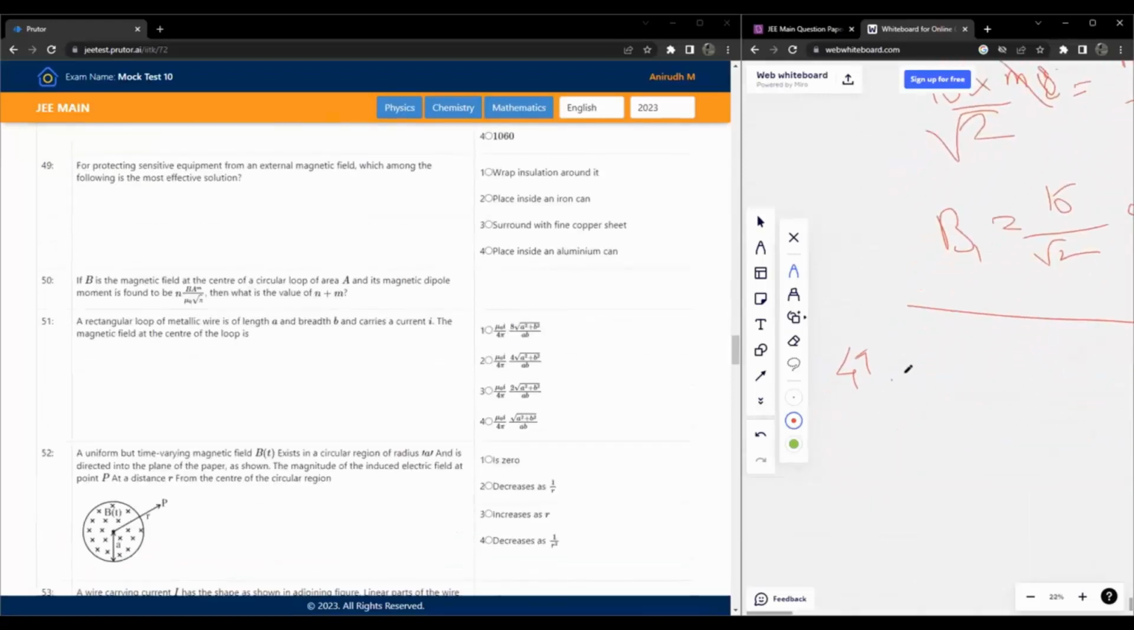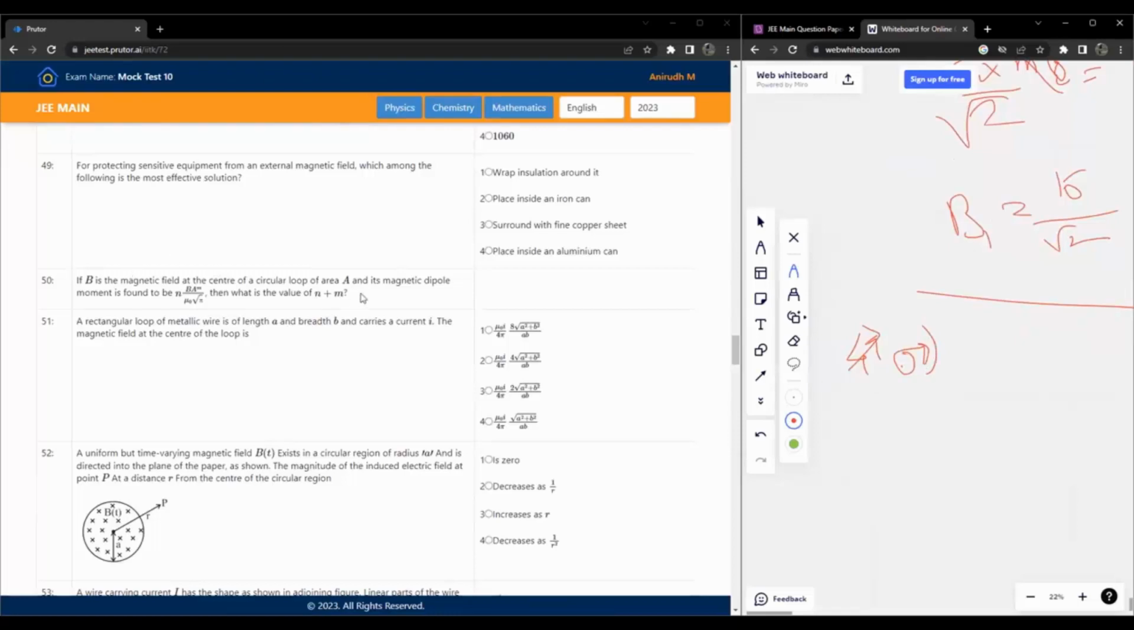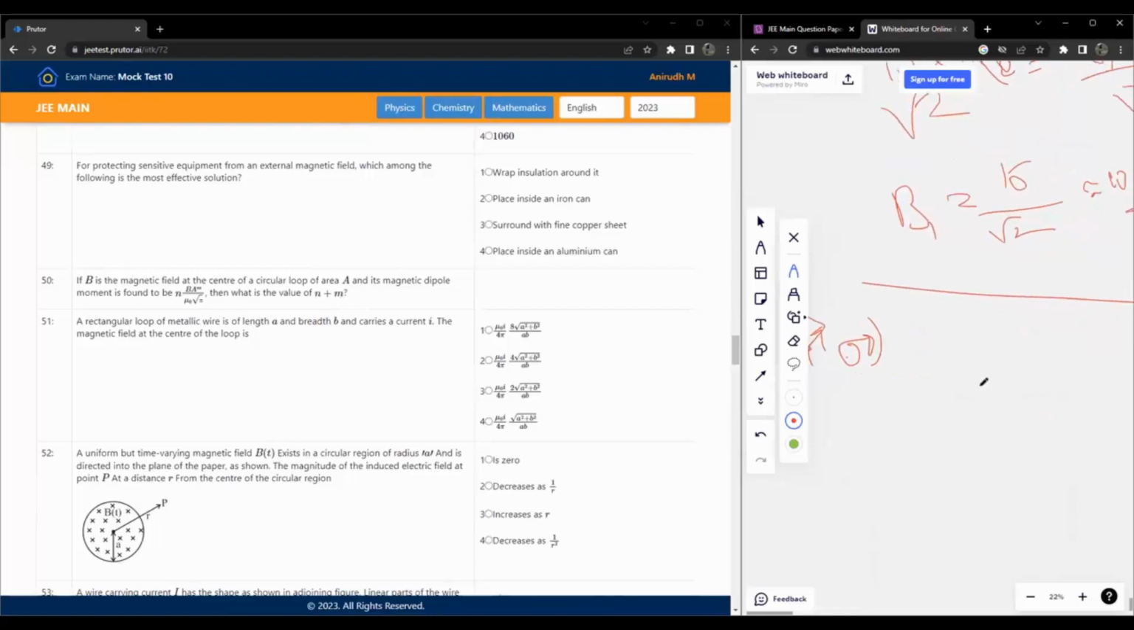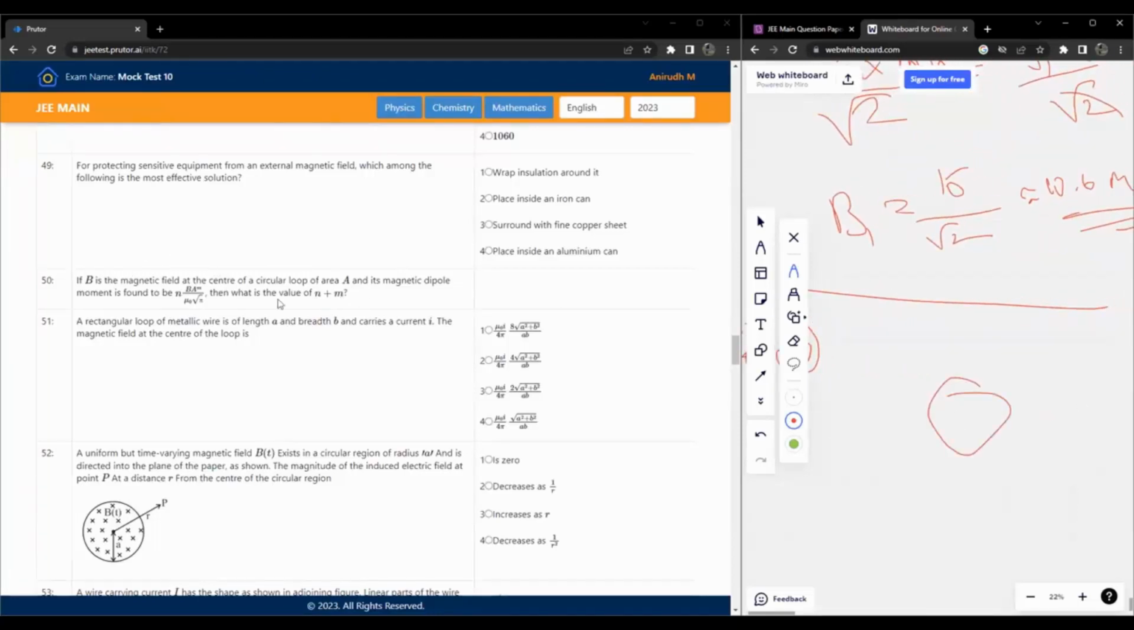So yeah, that being done, let's go to 50, where B is magnetic field inside a loop of area A, and its magnetic dipole moment is found to be NBA power M. Okay, so it's basically the magnetic dipole moment of a circular wire, right?